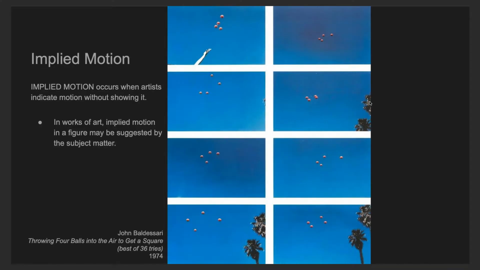Implied motion occurs when artists indicate motion without showing it. We have four balls in the air. We have an arm. We have trees. We have a sky. We know that balls thrown in the air come to the ground. That is implied motion because we understand physics.